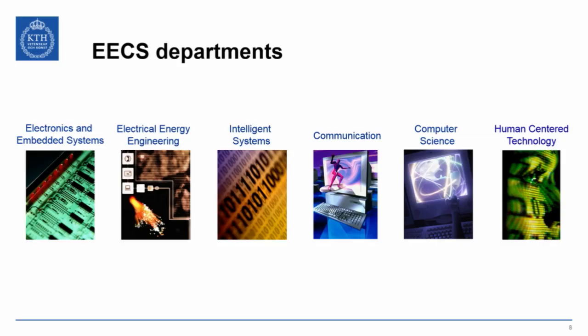Since EECS is a rather large school, we divide our education into 6 different departments. So they span over several different fields. The departments are electronics and embedded systems, electrical energy engineering, intelligent systems, communication, computer science, and human-centered technology. All the courses that we give within our programs, the courses that really manifest our programs, are managed by the departments. The programs themselves, how we organize things, that is managed at the school level.